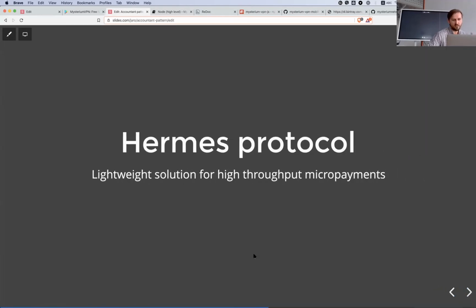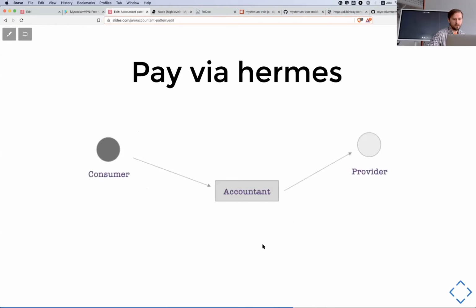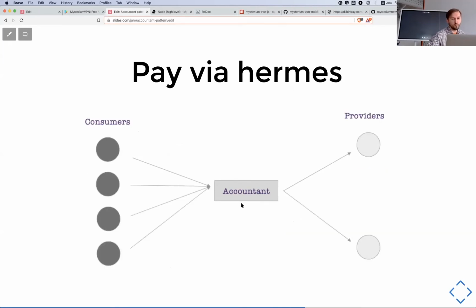So we did a simplified, lightweight solution of what the Lightning Network does. We called it Hermes. It's a god of wealth. And in our case, just imagine that the consumer is sending money to some kind of hub or accountant service, which will resend money to the provider. Only one hop always. No more hops, only one hop. There could be a couple of these Hermeses or accountants on the network, but always only one hop. So there are no problems with routing.